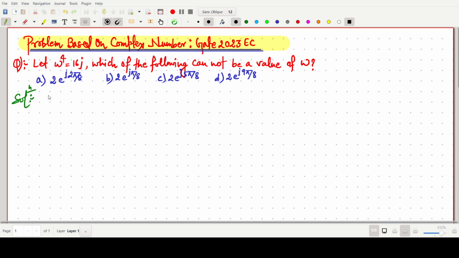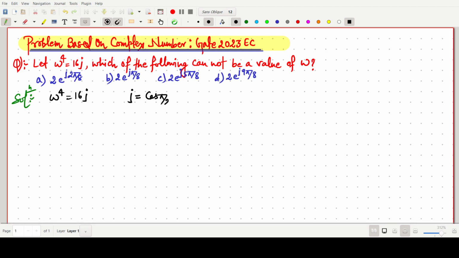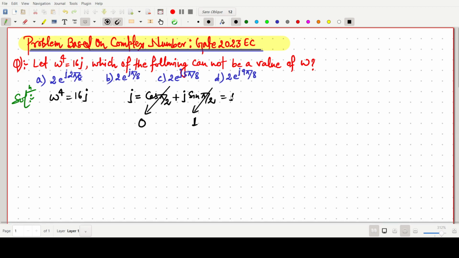So how to start? Before that, we have to write W to the power 4 equals 16j. This j can be written, as most people know, as cos pi by 2 plus j sin pi by 2, which is nothing but simply j. Why? Because cos pi by 2 is 0 and sin pi by 2 is 1. So this is simply j into 1, that is our j. We all know this fact.